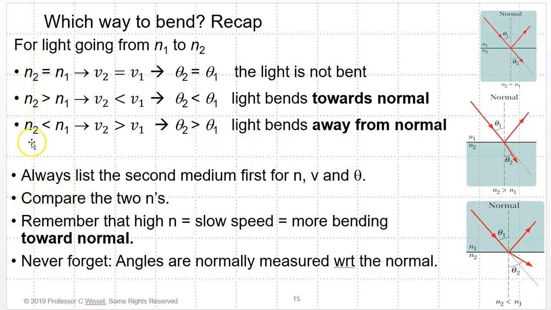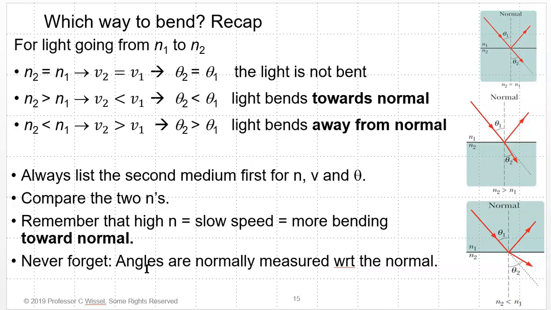Now, with this, I always list the second medium first for these. Compare the two ends. It's always what you're going into that counts relative to what you're coming out of. Remember, the high end equals slow speed, more bending toward the normal. And never, ever forget that the angles are normally measured with respect to the normal, not the surface. Everybody makes mistakes with that.